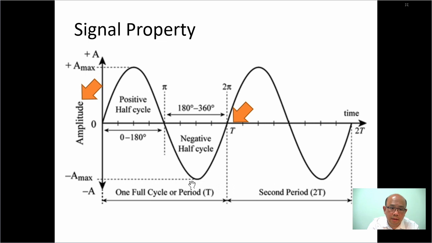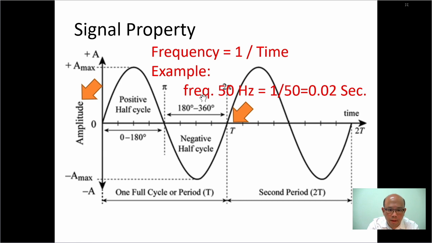The period or cycle relates to time. For a sine wave, the time starts from here to here. We can convert the time to frequency by using the equation 1 divided by T. This converts from time to frequency. For example, say we have a signal at 50 Hz. We can convert to time using this equation: one divided by frequency is time.